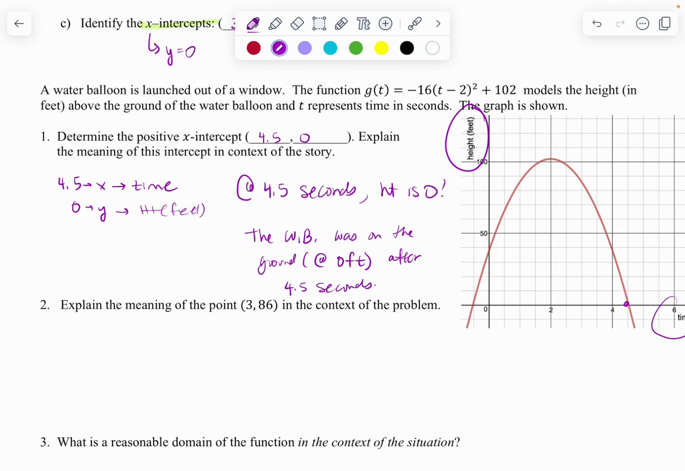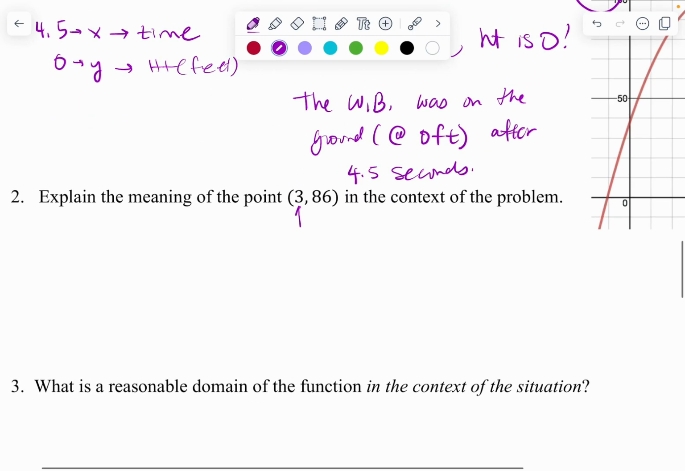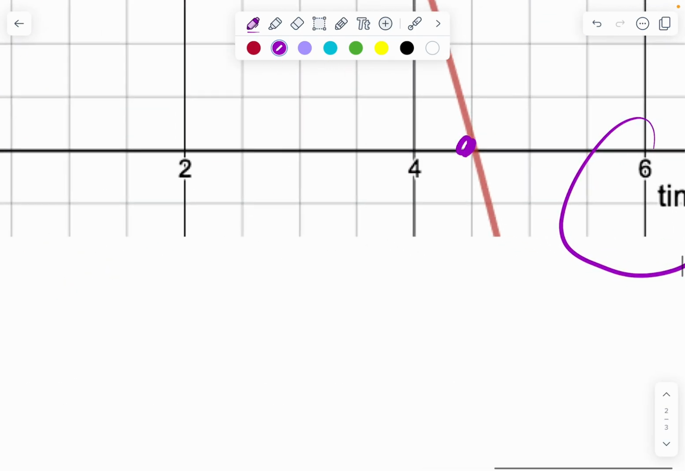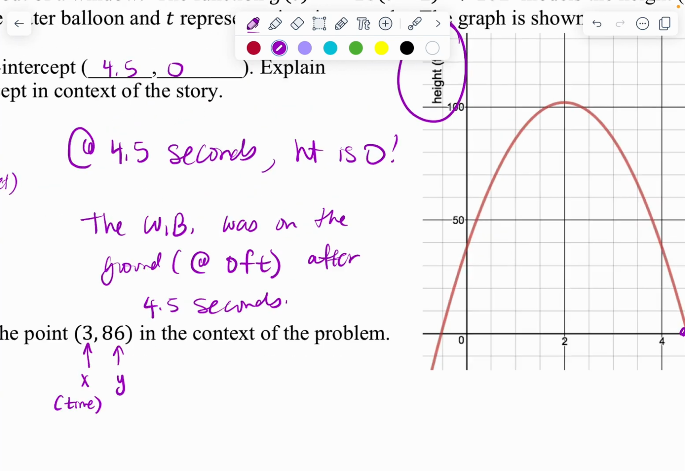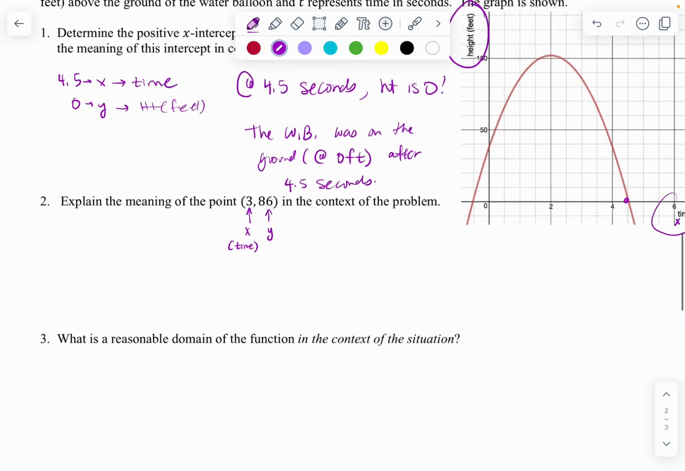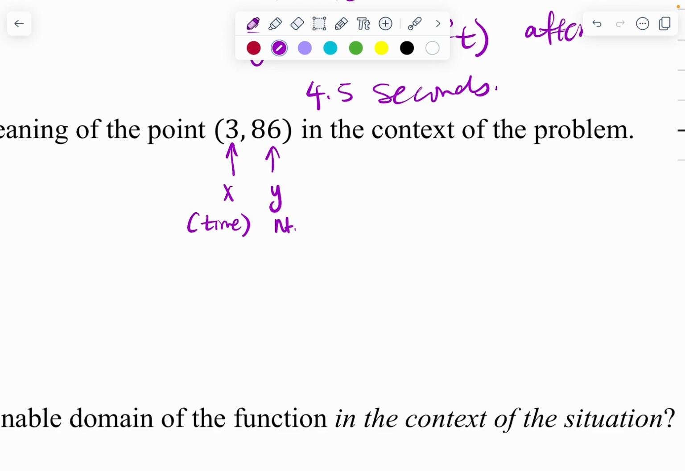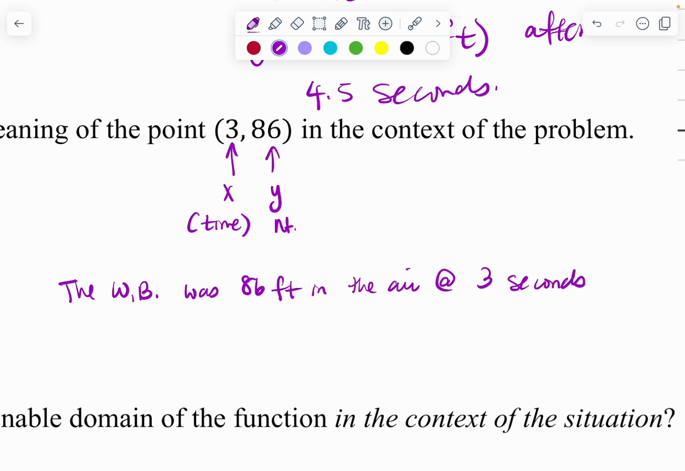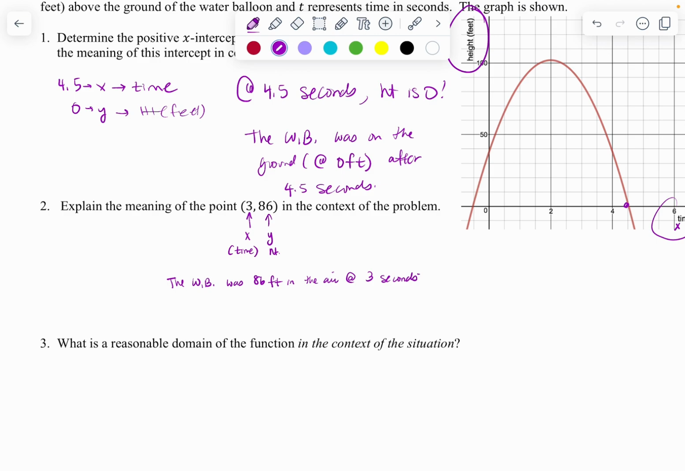Okay, so I'll do the same thing here. Let's explain what this means. This is the x, this is the y. If I go to where the x-axis is, I see the label of time, right? This one's the x-axis, there's time. What's on the y? Height. So again, what this tells me is that the water balloon was 86 feet in the air at 3 seconds. So 3 seconds after I threw this water balloon, all of a sudden this water balloon was just hanging out 86 feet in the air.